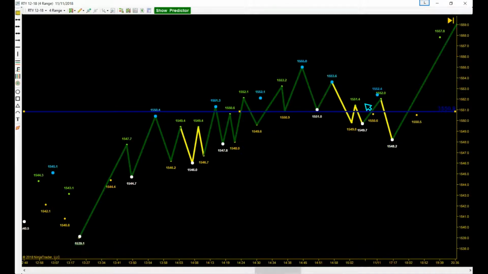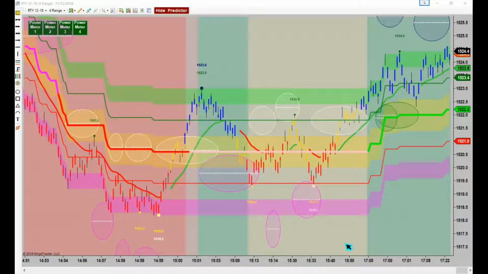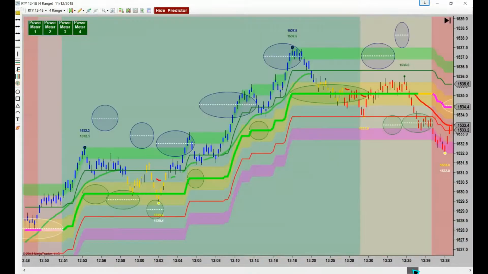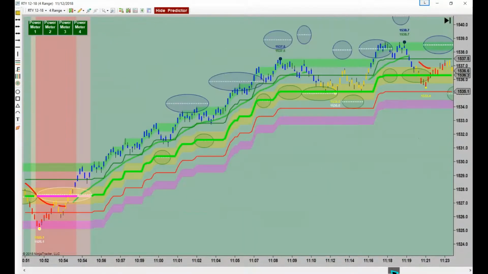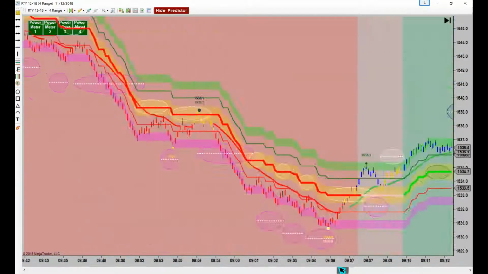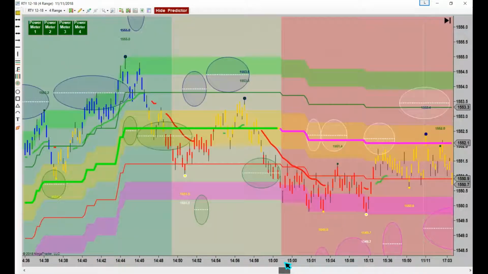Okay, could you trade this right here, yes or no? Let's put it on the template then, and let's find out. This is at what, 11:11, about 5 o'clock. Let's look at the chart. 11:11 at 5 o'clock. Where are you at? There we go.